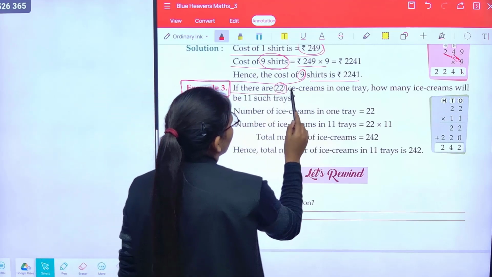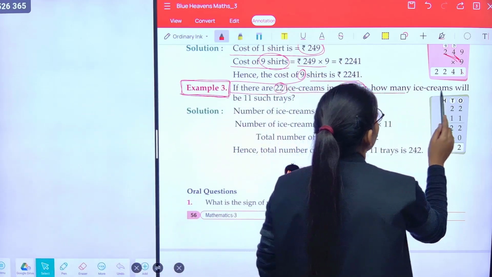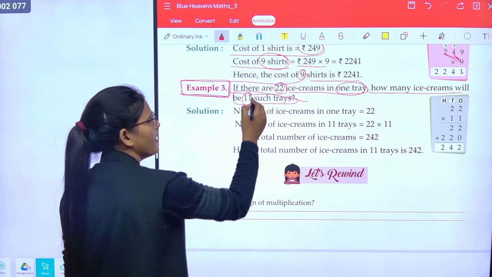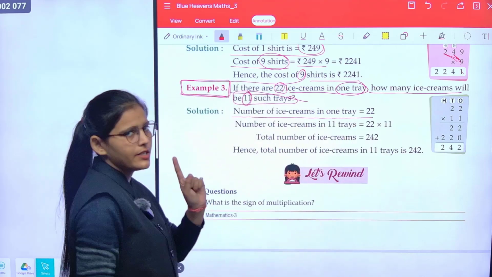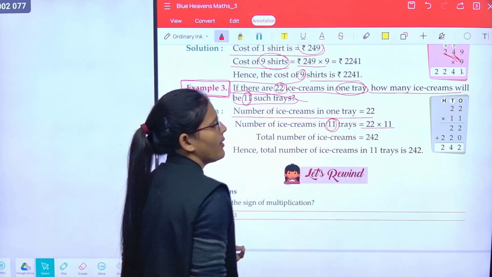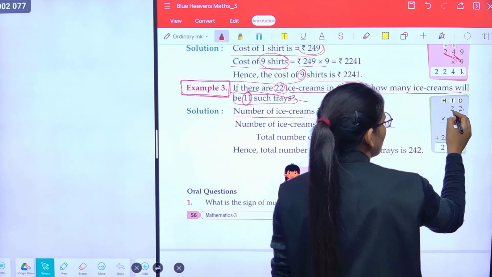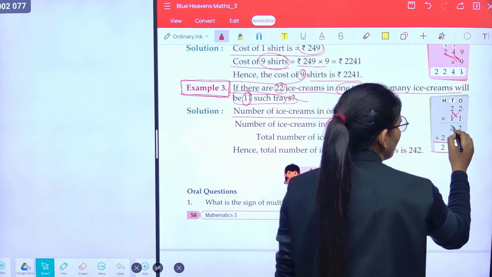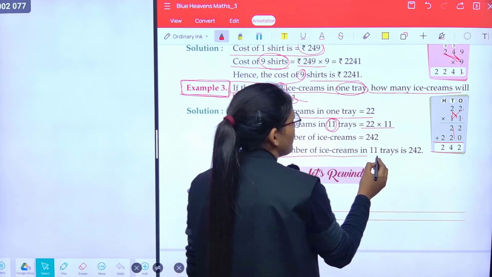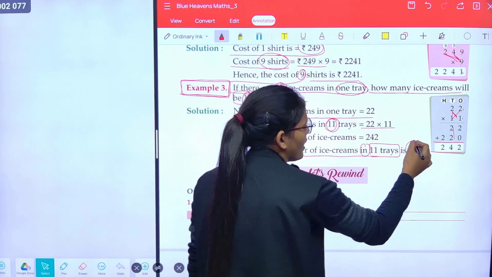Now come to example 3. If there are 22 ice creams in one tray, एक tray में 22 ice creams है class. Now how many ice creams will be in 11 such trays? कितनी trays में? 11. Now number of ice creams in one tray is equal to 22. Number of ice creams in 11 trays: 22 multiplied by 11. Now 1 two is 2, 1 two is 2. Now 2 plus 0 is 2, 2 plus 2 is 4, and here is 2. So total number of ice creams in 11 trays is 242.